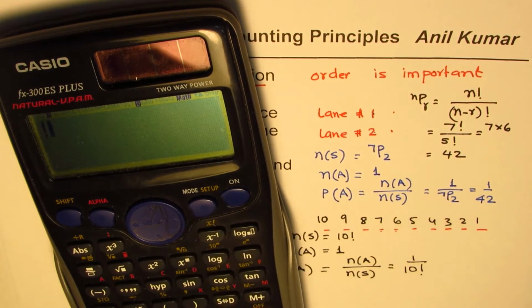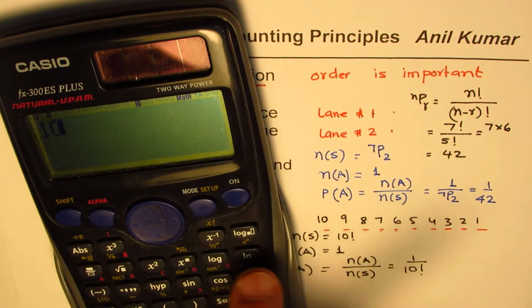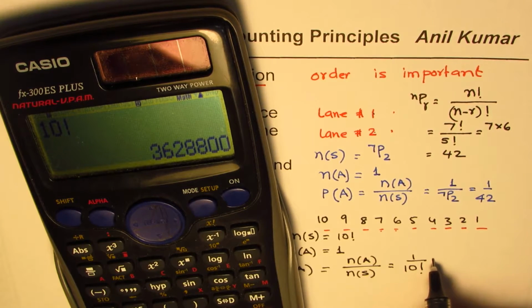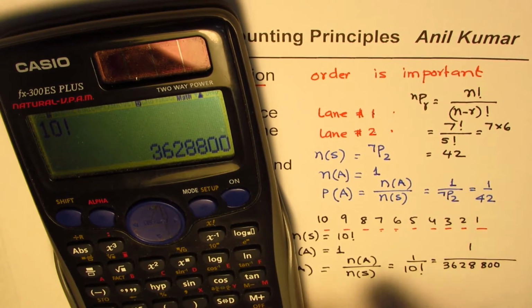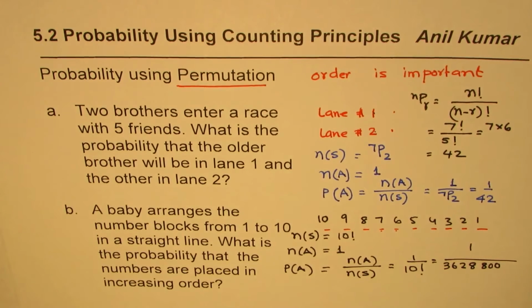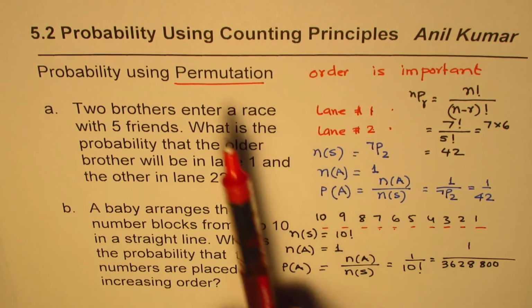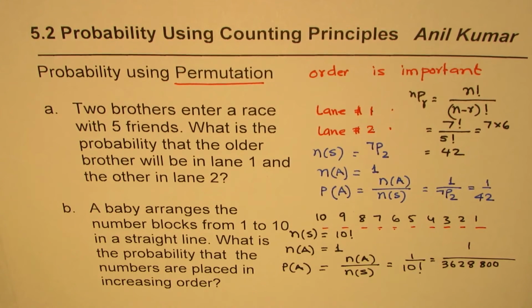You can find the answer using your calculator. 10 factorial is equal to this big number, which goes in the denominator. So it is 1 over 3628800. So the probability of a child placing them in increasing order is really very small. That is how you can solve some questions using counting principles. Here, it is important to understand when to use permutation and when to use combination. We'll take a few more examples to work on it.